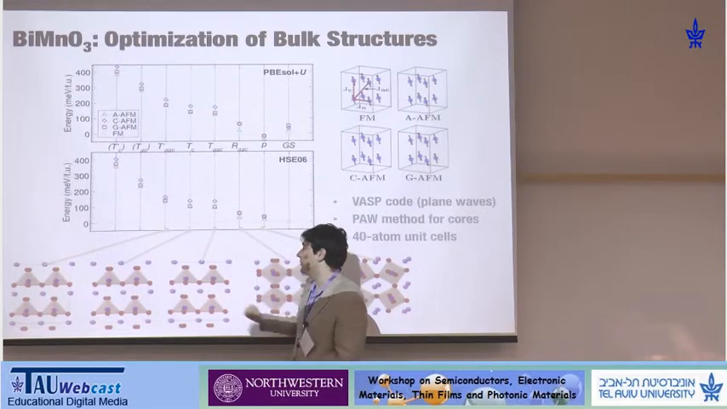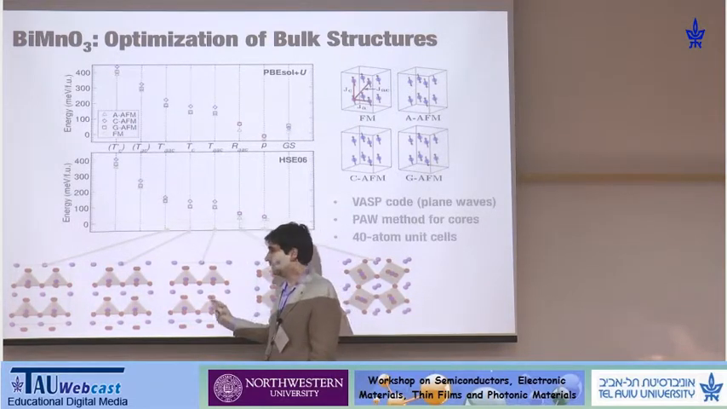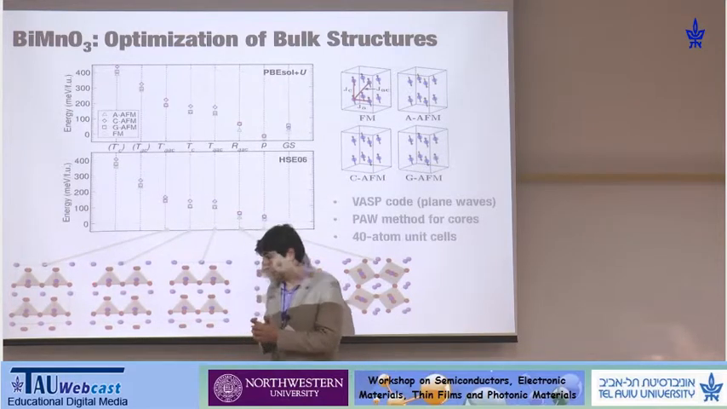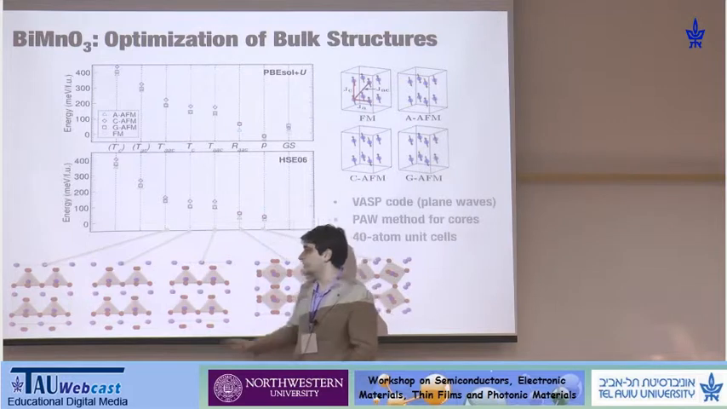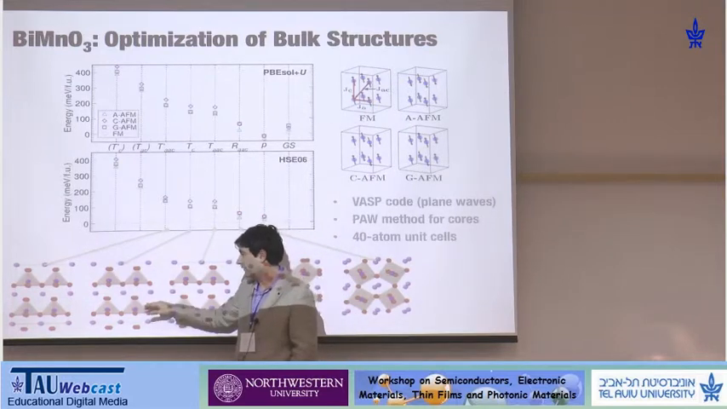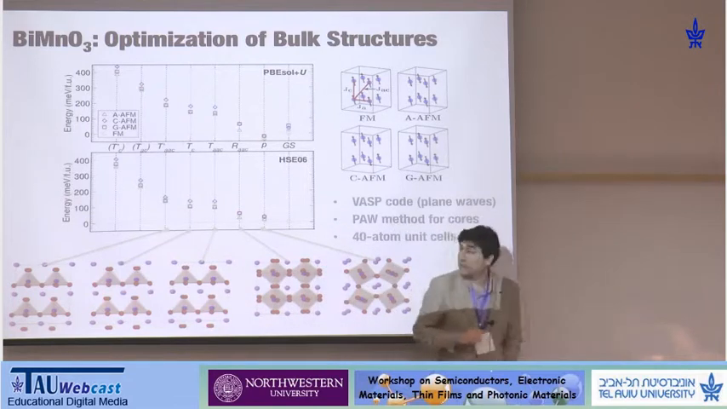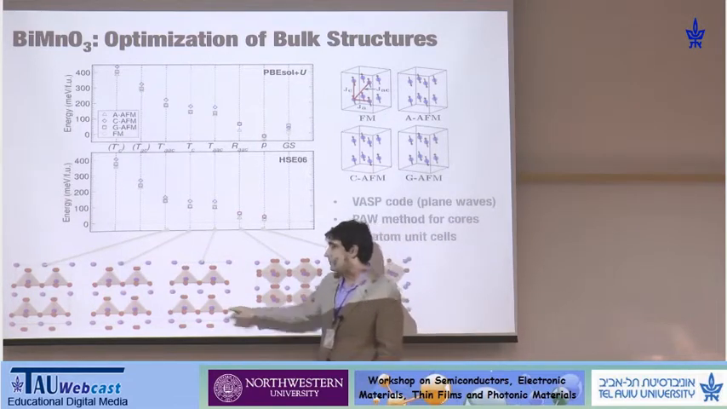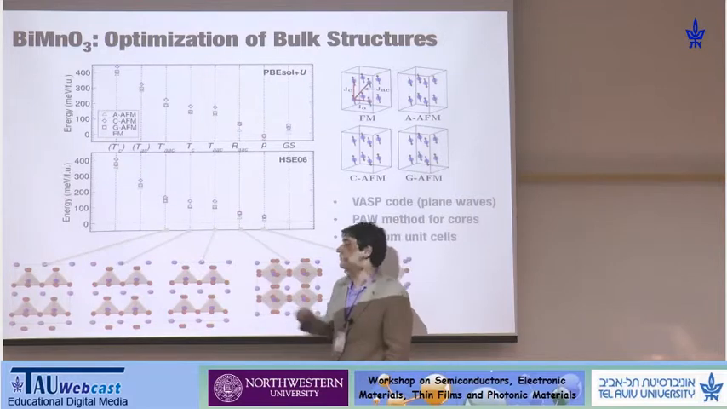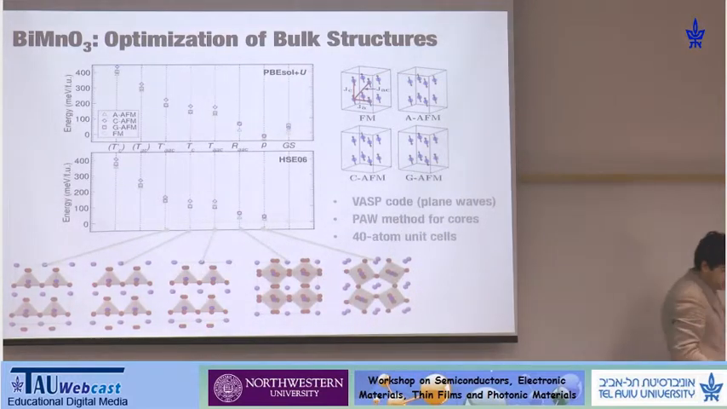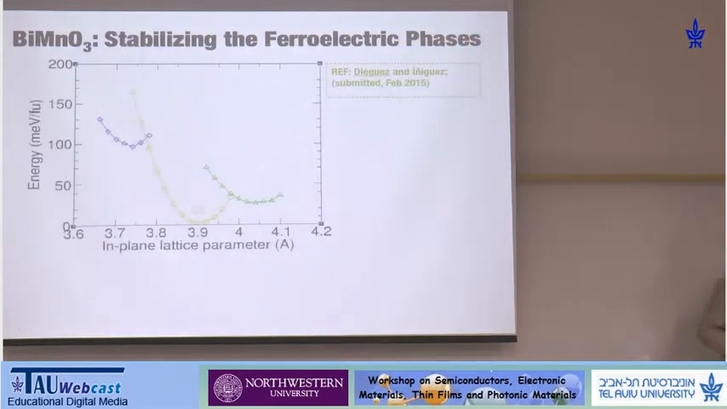So if you grow bismuth ferrite as a film and you grow it on a substrate that has a small enough lattice constant, you get this kind of phase, which is ferroelectric. So in our case, we want this to be the phase of bismuth manganite. How do we do that? Well, precisely as I said, you can grow it as a film.